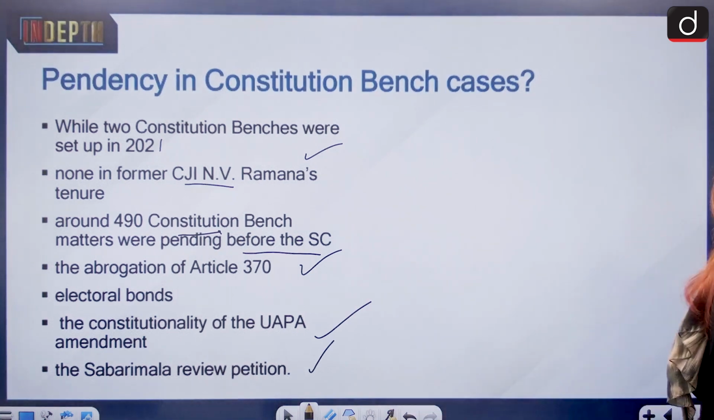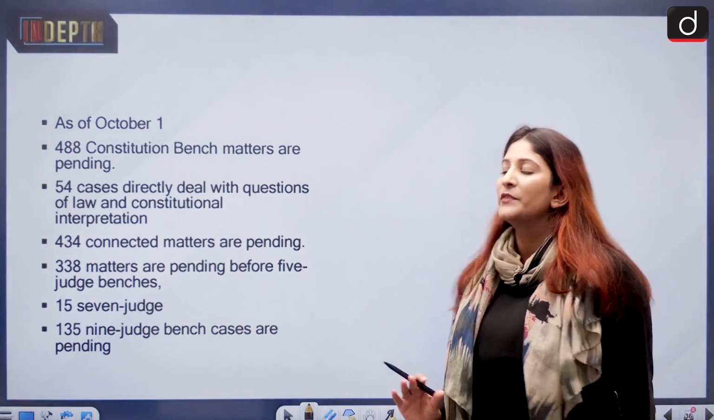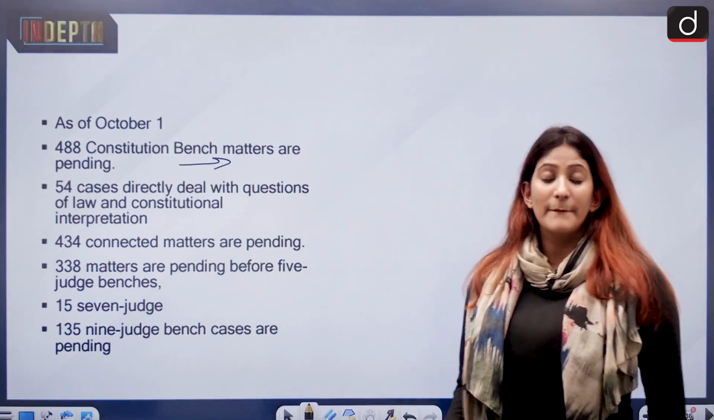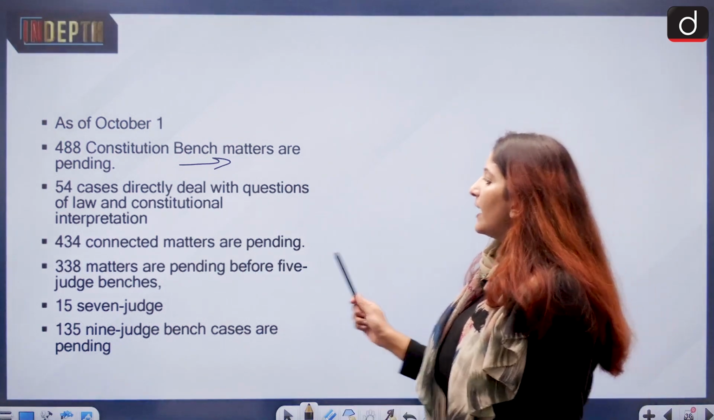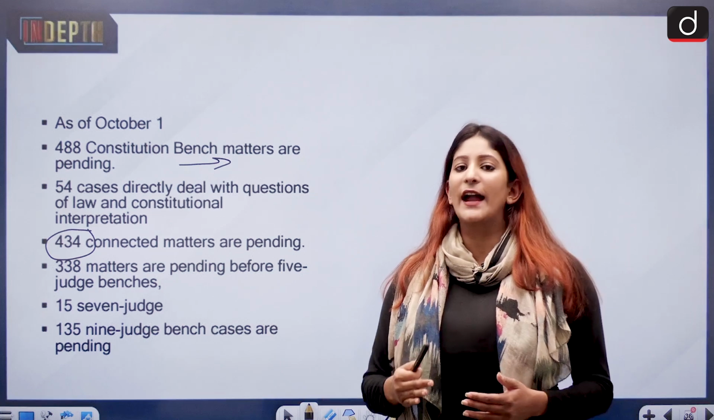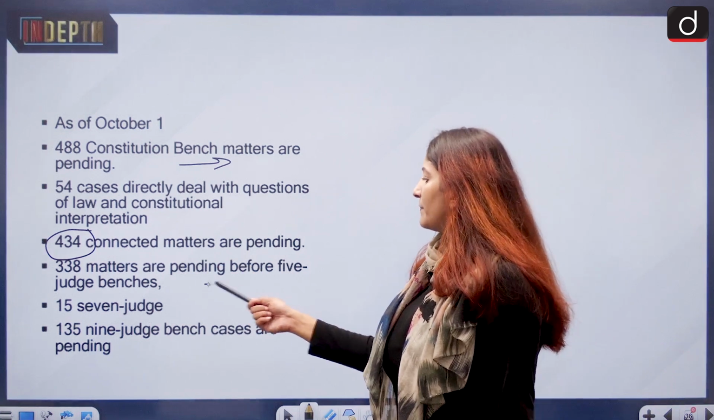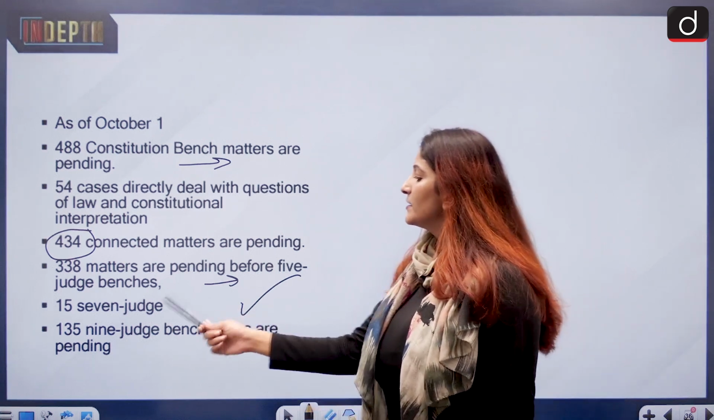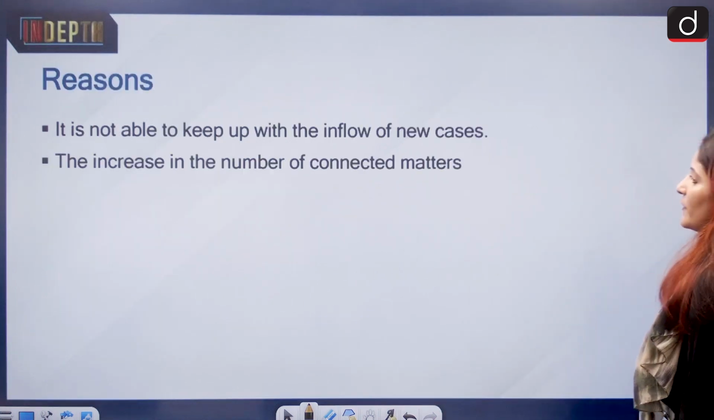So when these are pending, who will take the responsibility for the constant havoc it is wreaking in the current scenario? As of October 1st, 488 Constitution bench matters are pending. 54 cases are directly related to the question, and the attached ones are 434. That means 54 are the main ones, and in connection to that are 434. This is leading to more and more backlog. 338 matters are pending before 5-judge benches, in which 15 are 7-judge, and 135 are 9-judge bench cases. So you see, a huge number of cases are pending.